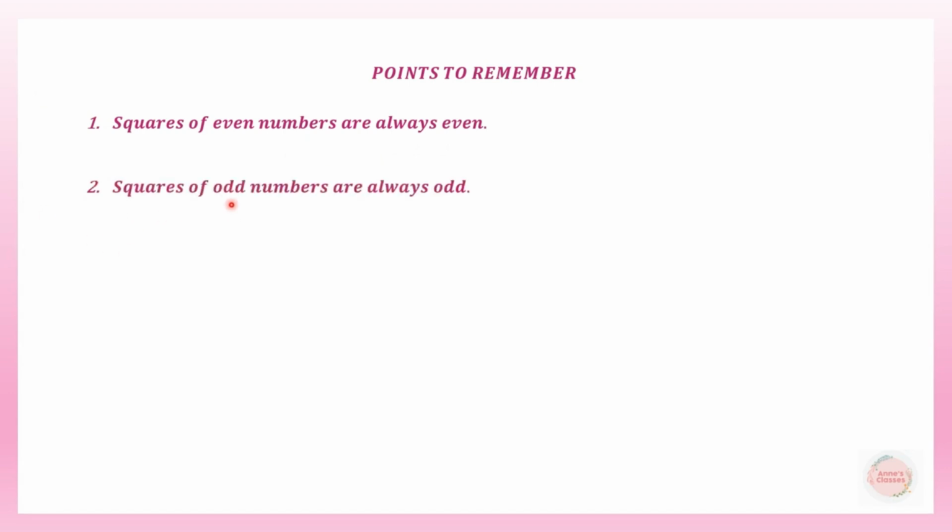Next point, squares of odd numbers are always odd. Let's take a few odd numbers. What are odd numbers? 1, 3, 5, 7, 9, 11 and so on. Squares of these odd numbers. What is the square of 1? 1 into 1 is 1. 3 square, 3 threes are 9. 5 square, 5 fives are 25. Can you see, these numbers are odd and their squares are also odd. So squares of odd numbers are always odd.